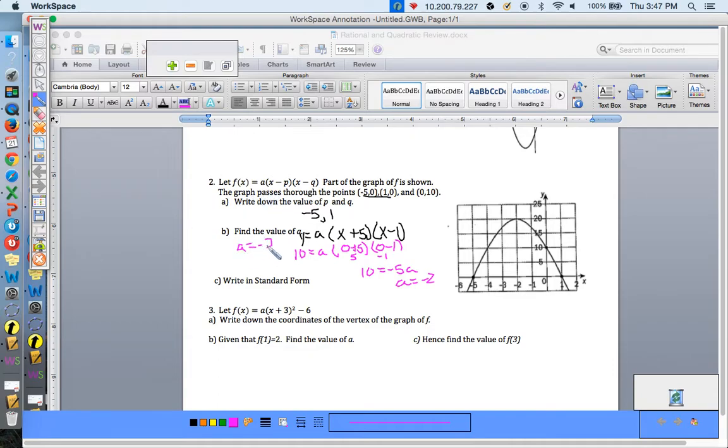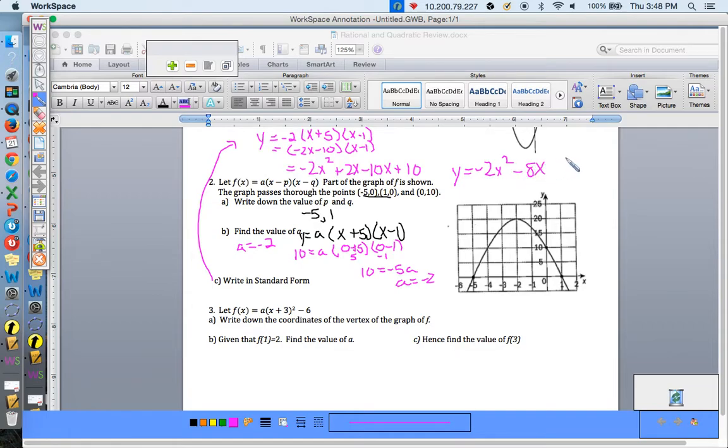And then write in standard form. So I might write this up here. We have the equation y equals negative 2 times x plus 5 times x minus 1. Now we have to multiply it out. So this is negative 2x minus 10 times x minus 1. Distribute this out: negative 2x squared plus 2x minus 10x plus 10. And so that is y equals negative 2x squared minus 8x plus 10.